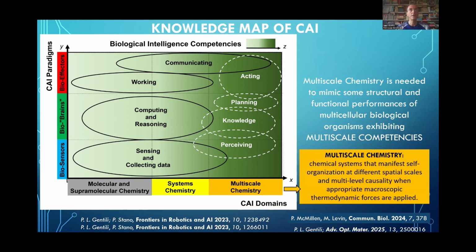In the knowledge map of chi, along the y-axis, we have the chi paradigms that are biosensors, brains, and effectors. And finally, in the third dimension, represented by the saturation degree of the green color, we have the biological intelligent competencies that range from sensing to perceiving, from computing to planning, from working to acting. Some of these competencies have already been implemented. They are indicated in black. Some others have not been implemented yet. They are indicated in white.